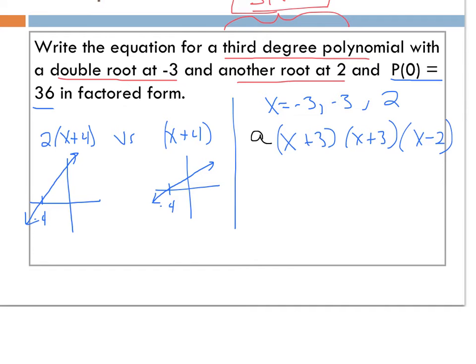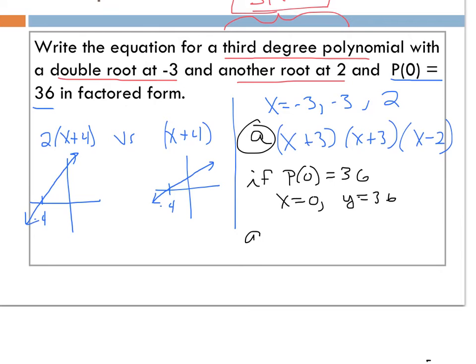I know P of 0 is equal to 36. So that means if P of 0 is equal to 36, when I plug in x equal to 0, y is going to equal 36. So I can actually just solve for a by plugging in 0 for x for all of these pieces. I know the solution is going to be 36, and that allows me to solve for the vertical stretch. So I'm going to go ahead and simplify it.